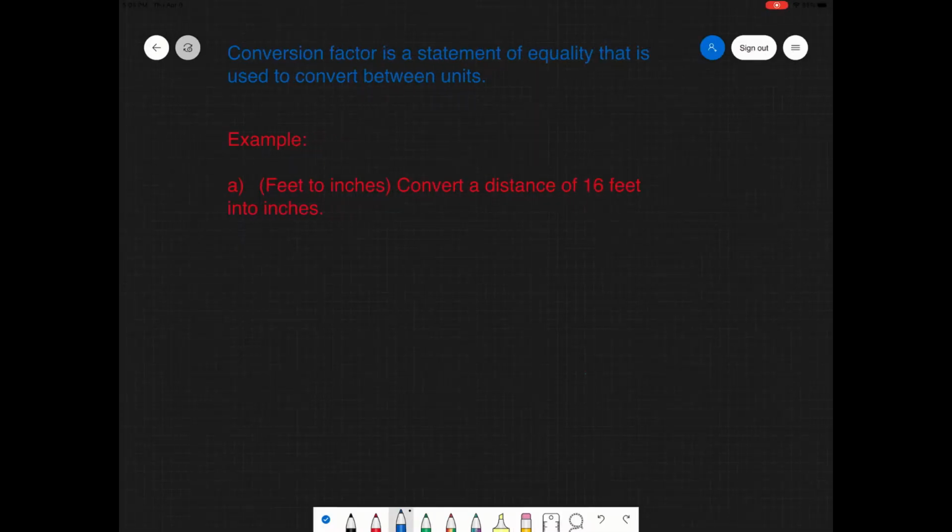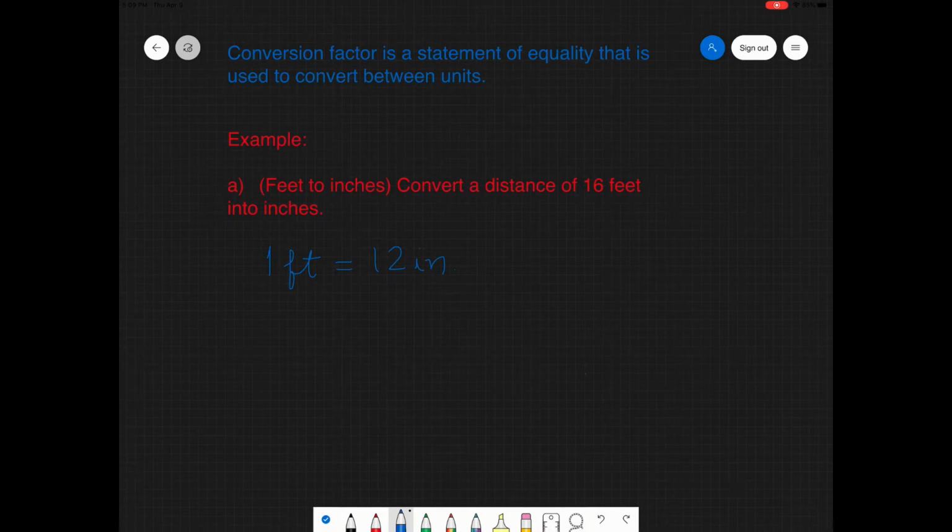In the following example, I'm going to use conversion factors to convert between units. Part A, we're going to be converting feet to inches. Let's convert the distance of 16 feet into inches. In order to solve this problem, recall that 1 foot is equivalent to 12 inches.